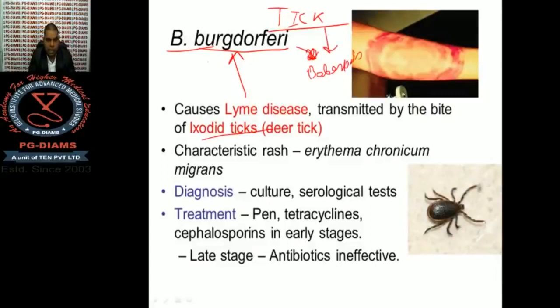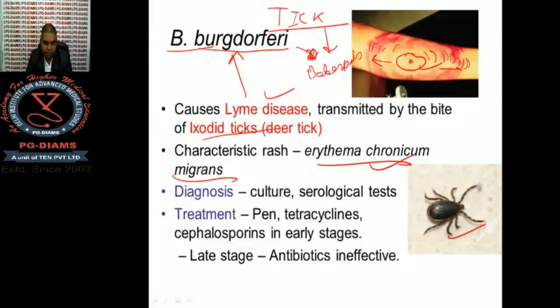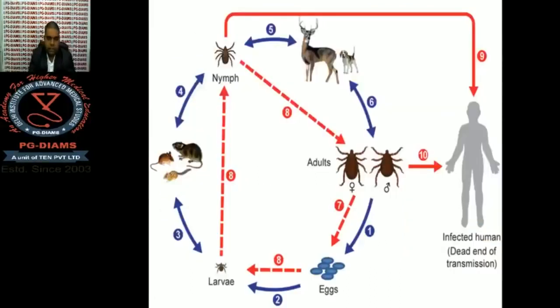Okay. In Lyme disease, what happens is erythema chronicum migrans, that is the bull's eye lesion. The central part appears like a bull's eye, and then there is this erythema, that means redness, which is chronicum migrans, which is chronic and migrating. So these are the 2 characteristic lesions of Lyme disease: bull's eye lesion with erythema chronicum migrans, and it is transmitted by tick. Okay. Now this is the life cycle.